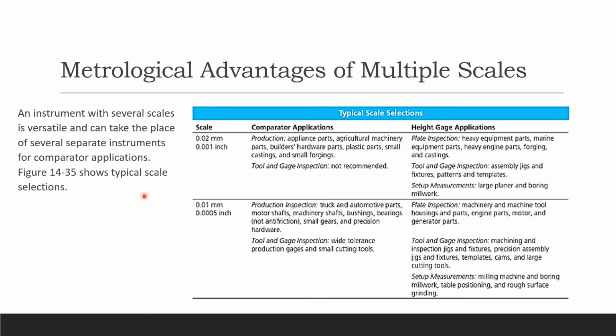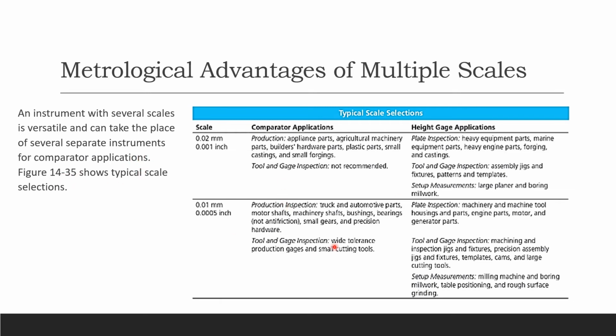Okay, metrological advantages of multiple scales. An instrument with several scales, one instrument but you have different scales, like a micrometer, you have the main scale, and then you have a smaller scale on the side. Vernier caliper, the same thing, you have a digital readout scale, which goes to 3 decimals, and you have the main scale. So an instrument with several scales is versatile and can take the place of several separate instruments for comparator applications.